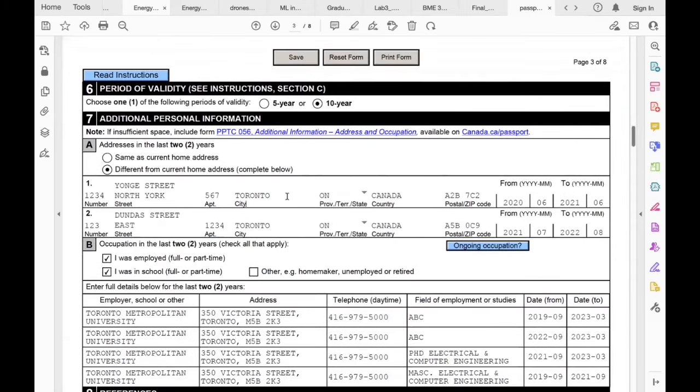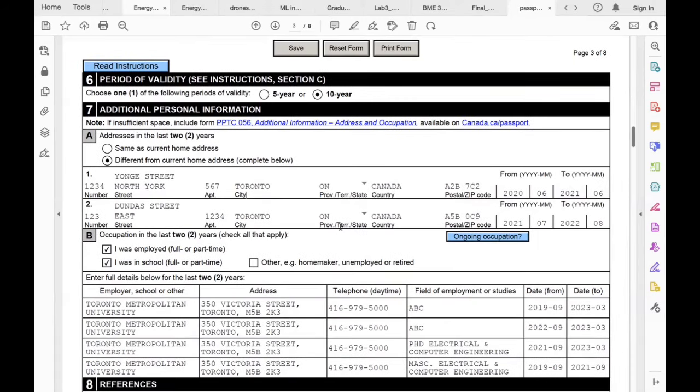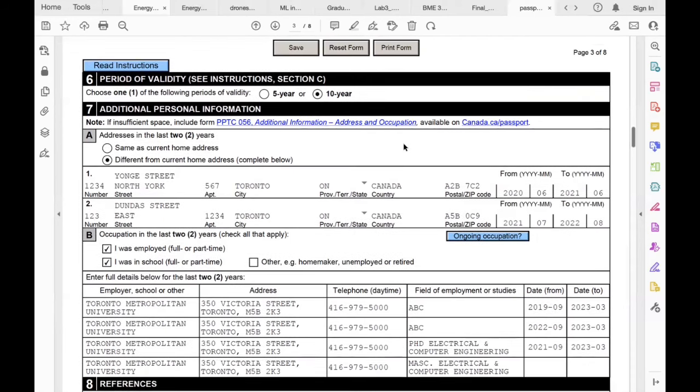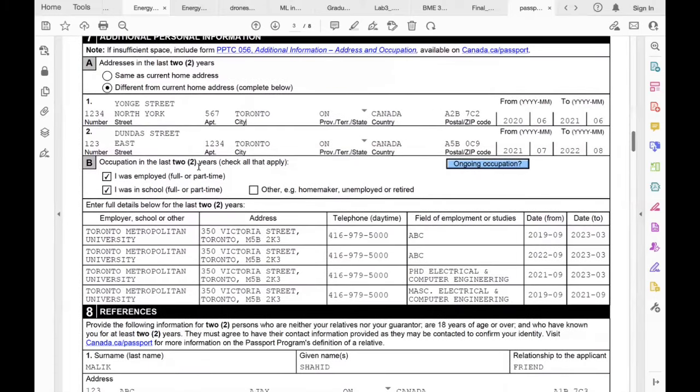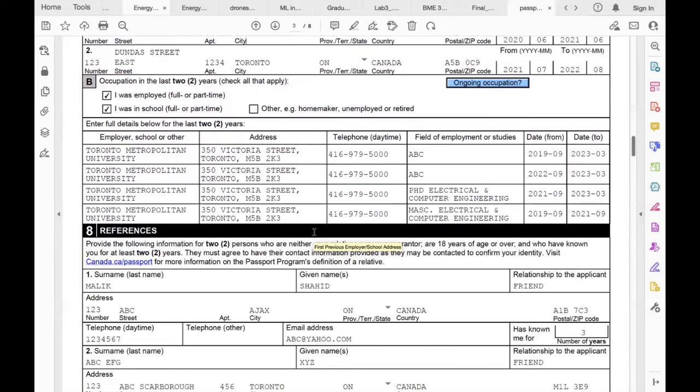Then you need to give the addresses for your stay in Canada in the last 2 years. If you have more than 2 addresses in 2 years, you need to go to this PPTC 056 additional information, address and occupation document, and the extra addresses or employment information you fill in this form. Then you can take the printout and attach it to this application. For your occupation, you put your employment history for 2 years, whether you were unemployed or in school. I was employed as well as studying, so I put both here one by one.